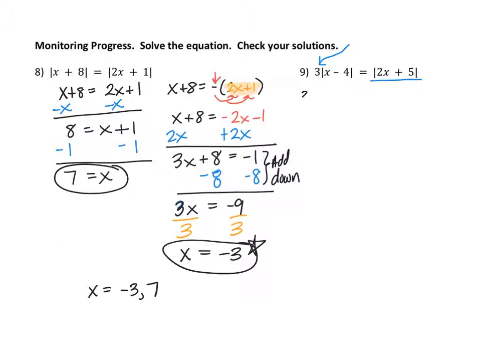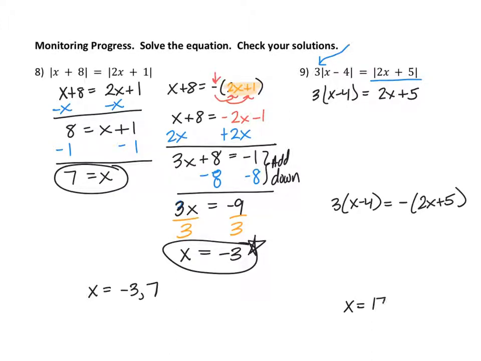So we need 3 times x minus 4 is equal to a positive 2x plus 5. And then you'll need a 3 times x minus 4 equal to a negative times the quantity of 2x plus 5. After solving these two equations, the two answers you should get are x equals 17 and 7/5. 7/5 is also equivalent to 1.4, so any equivalent form of that number would do.